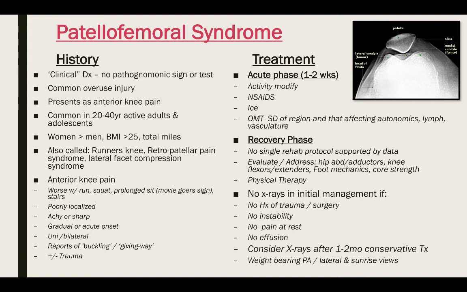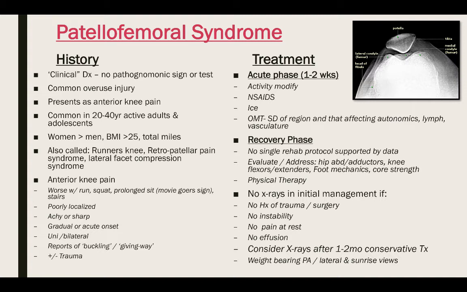There are acute phases. It's always great to have people modify their activities. They can consider NSAIDs, but it's usually tendinopathy rather than a tendinitis. And OMT is great for this because you're going to be treating things that are affecting that biomechanical imbalance. There's no single rehab protocol supported, but a lot of it has to do with core strength and considering physical therapy. Generally you don't get x-rays if there's no instability, no pain at rest, no effusion, no trauma, no history of surgery.